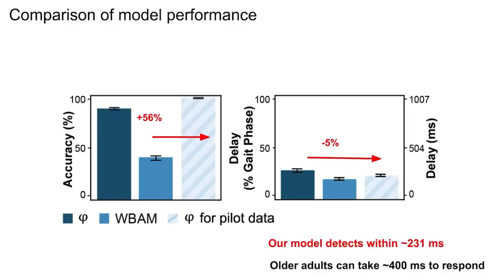Our model achieved 55% higher accuracy than the whole body angular momentum-based model and detected perturbation only 5% slower in the gait cycle, not accounting for computational delays in calculating whole body angular momentum. Our average model detection time was about 231 milliseconds after actual perturbation onset. This demonstrates strong potential for applications to fall prevention for aging adults, considering that older adults can take up to 400 milliseconds to respond. Therefore, we may be able to respond to perturbation before the user and apply exoskeleton control to improve balance and prevent falls.